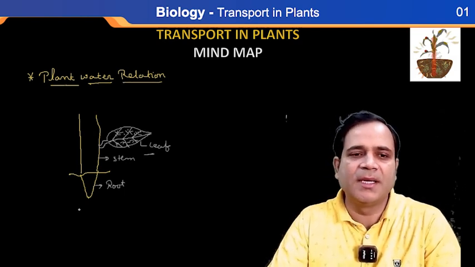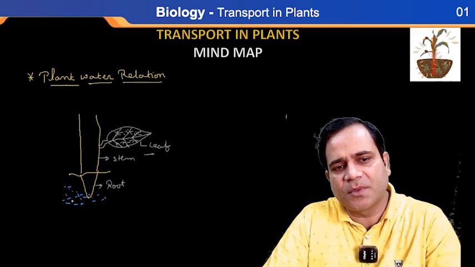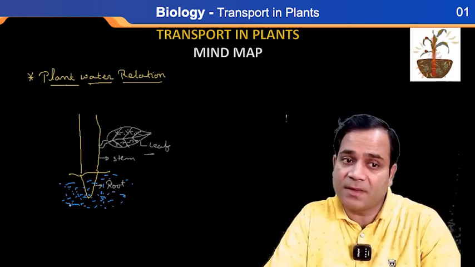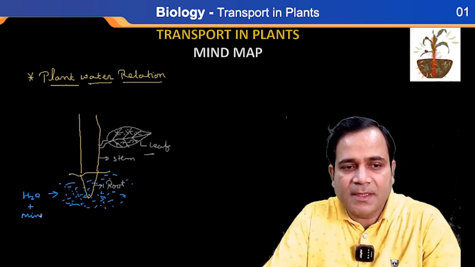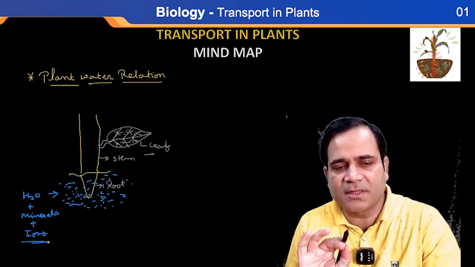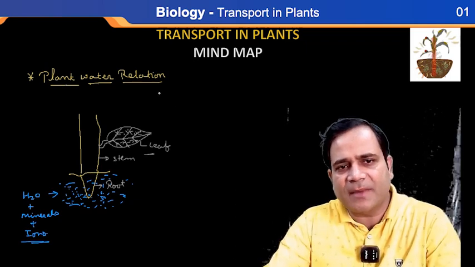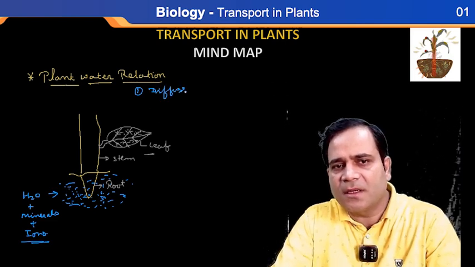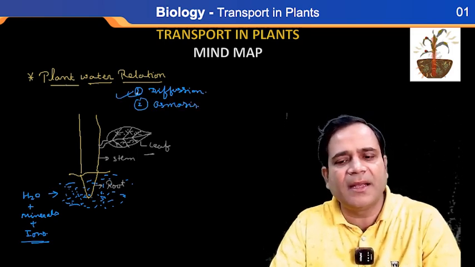Here I'm going to tell you about the plant water relation, beta. Suppose here I'm making a diagram. Suppose this one is water. You all know that the plant needs water. Yes, sir, definitely the plant needs water. And what does water contain? Minerals. Any other thing also? Yes, ions. There are so many different substances mixed in the water. But what is the relation? The water relation in plants. So here the relation is, first, diffusion, and second, osmosis.